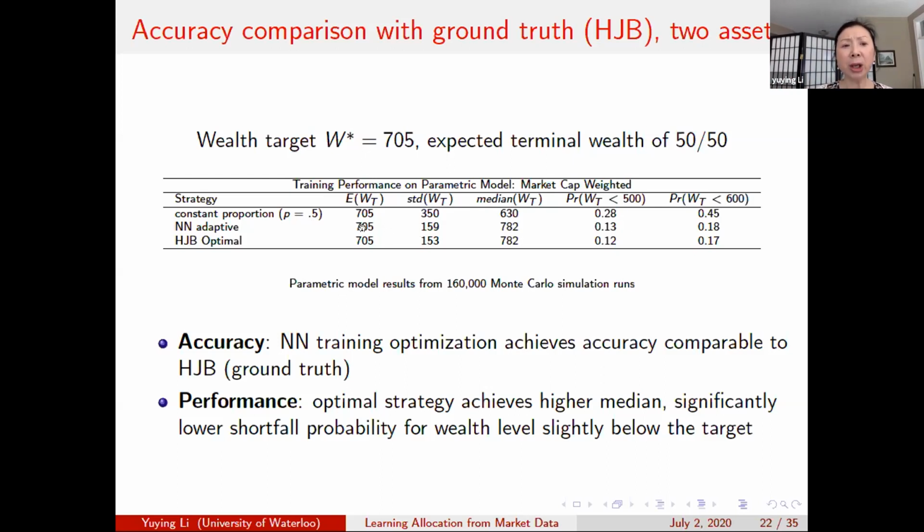Now, if we compare this to a constant proportion strategy, where we allocate 50% to the equity index and 50% to bonds, we see that the stochastic optimal strategy has a much smaller standard deviation of terminal wealth, a much higher median wealth, and a lower probability of falling short of the wealth levels 500, 600, and the wealth target. The optimal strategy is just significantly better. So that's the first result I would like to describe.